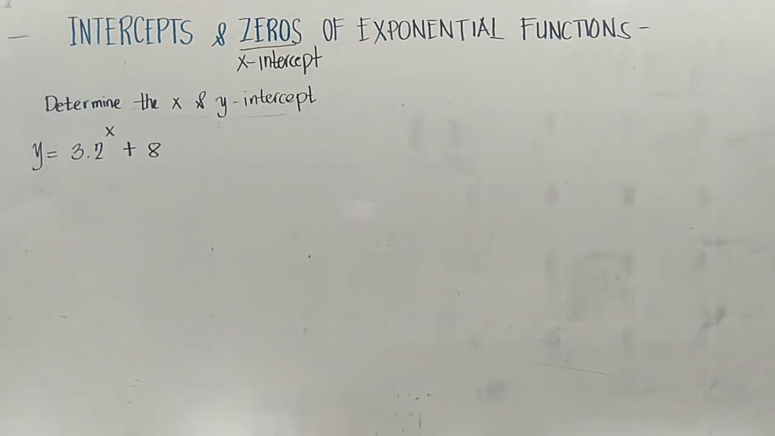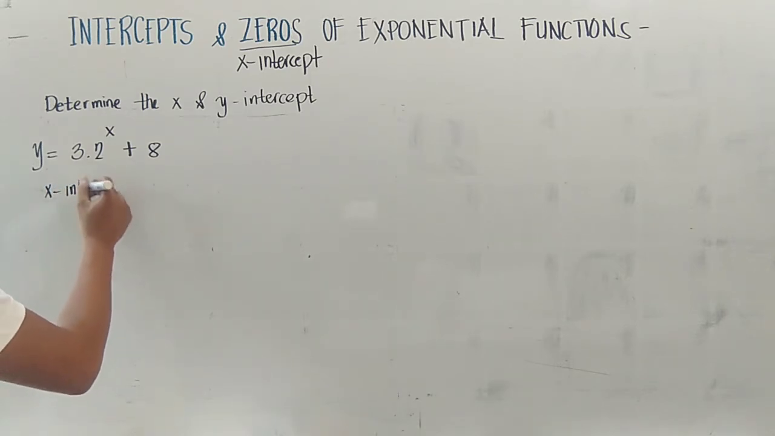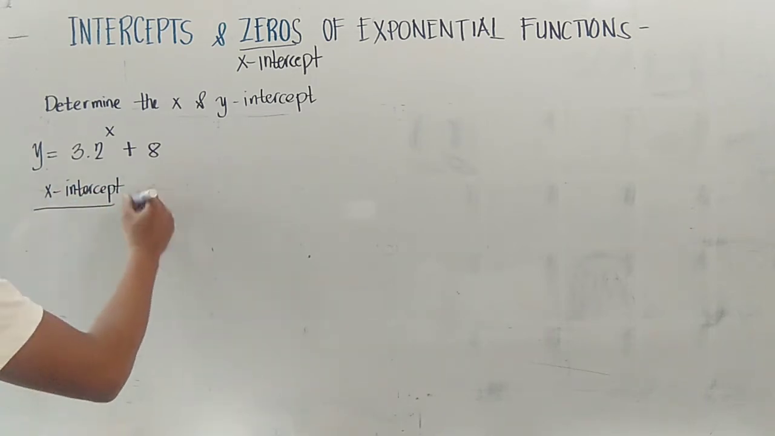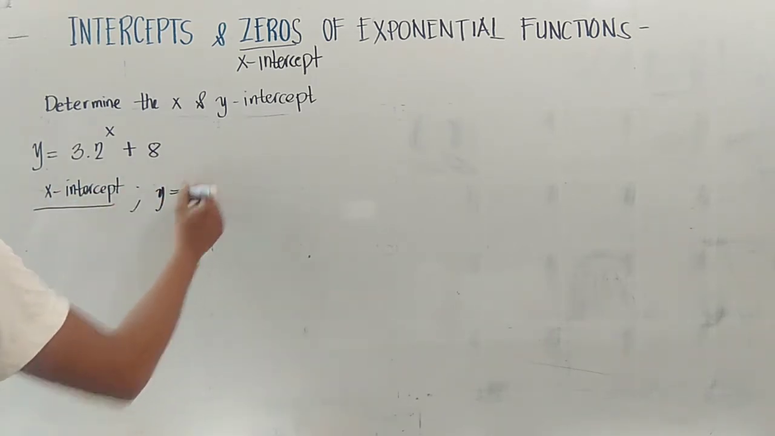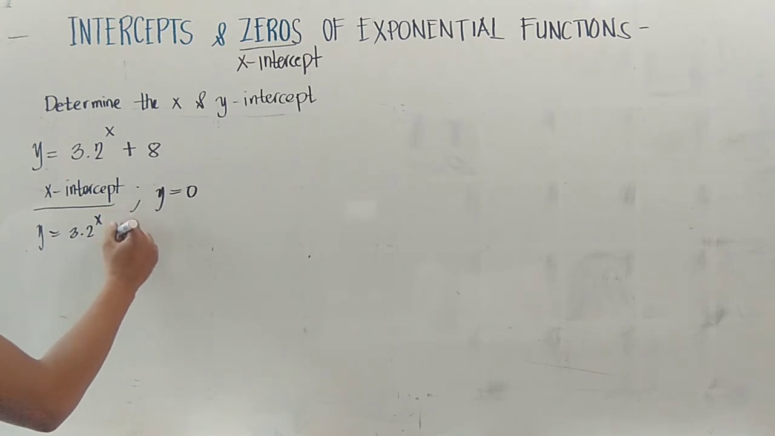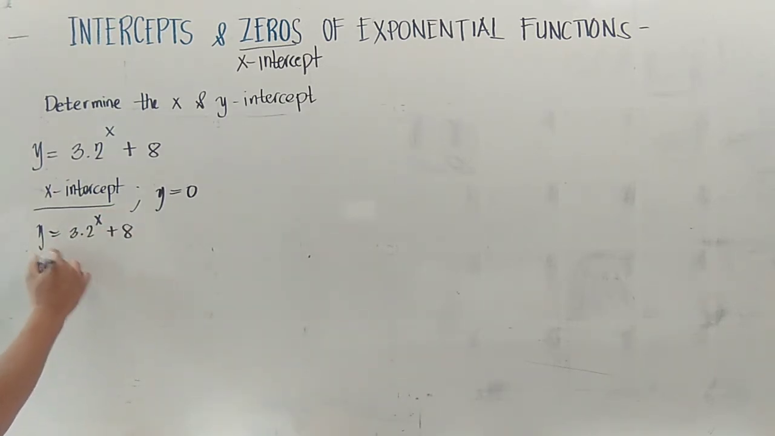Okay, for the next example, we have y equals 3.2 raised to x plus 8. Again, 3.2 raised to x plus 8. Okay, first let us solve for the x-intercept. Again, solving your x-intercept, you will put your y equals 0. So we have y equals 3.2 raised to x plus 8. Okay? Let y equal 0.